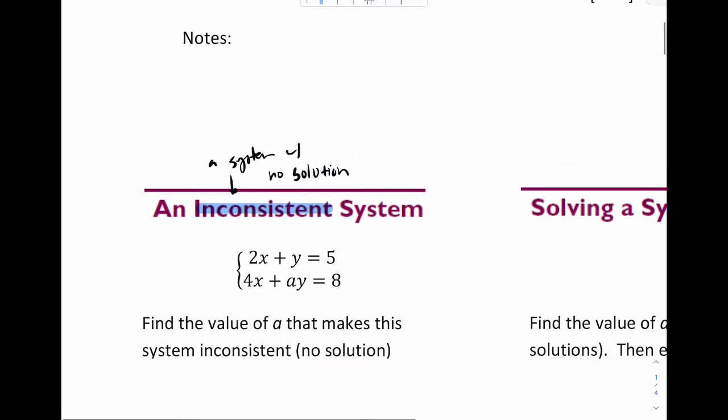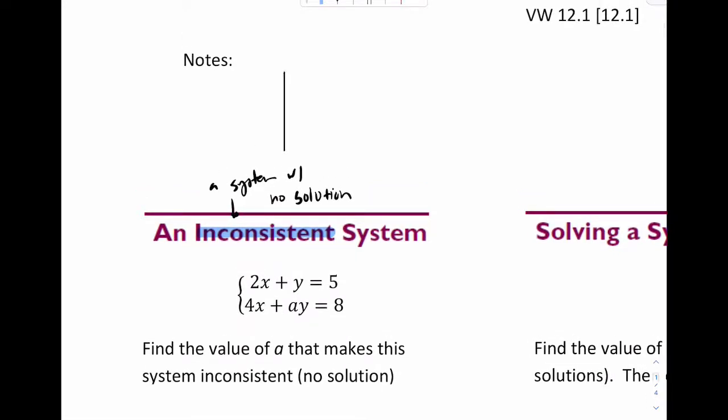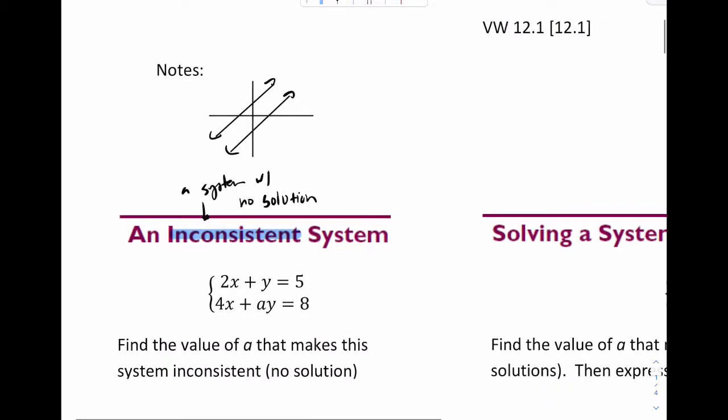So you might recall from Algebra 1, a system with no solution graphically, all that means is you have two lines and they don't intersect. So something like this. So think of it as the lines are parallel, meaning same slope, different y-intercept.